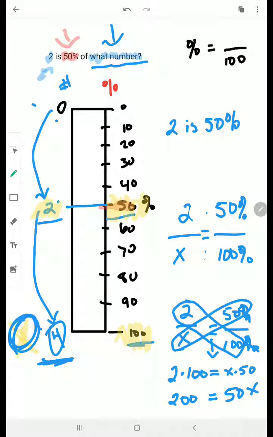And remember from algebra, we have to isolate that x. We have to get rid of 50 times x. So we're going to divide both sides by 50. So we're going to go 200 divided by 50. And it turns out that the answer is 4. 4 is what x equals. That's our final answer. And that's how cross multiplying matches the visual model.